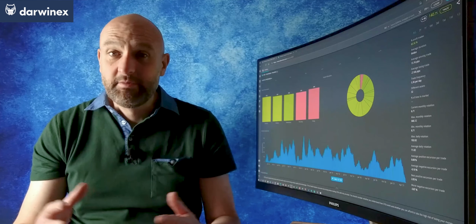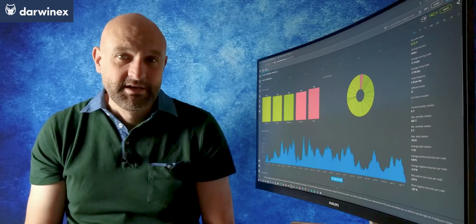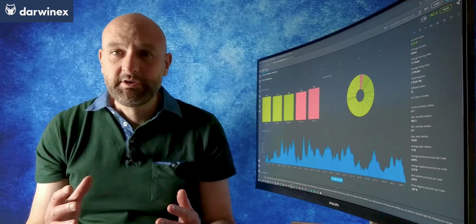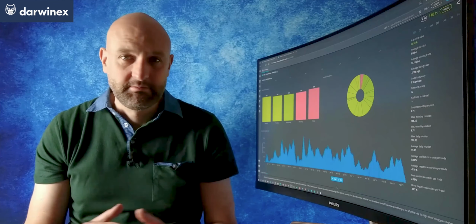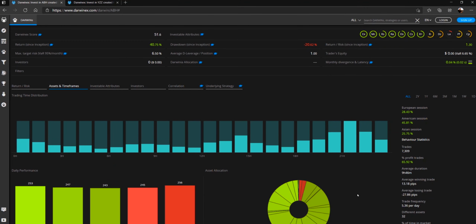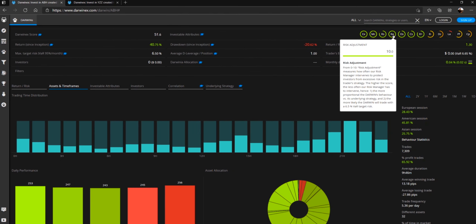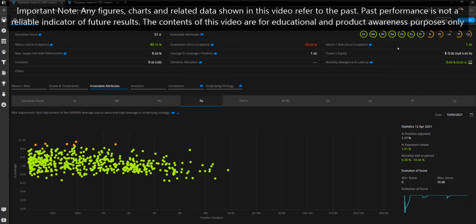If you're already familiar with the investable attributes, you've probably already guessed that today I'm going to be looking at the risk adjustment metric. Let's take a look. Now I'm going to start looking at a trading strategy that scores very highly for this attribute. And by hovering over the risk adjustment icon that you see here, you can see it actually scores 10 out of 10. And to access the underlying metrics behind the attribute, you can simply click on this icon.